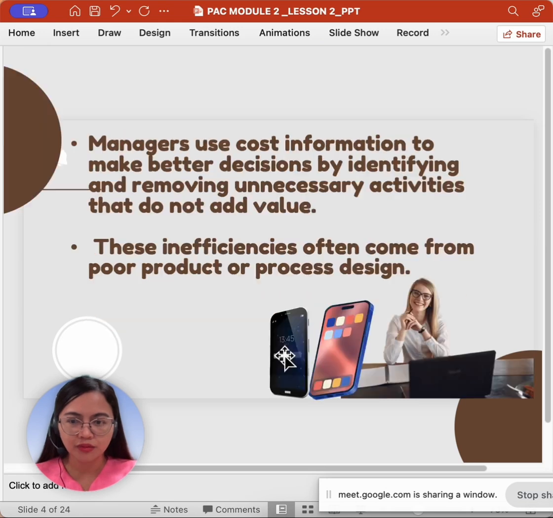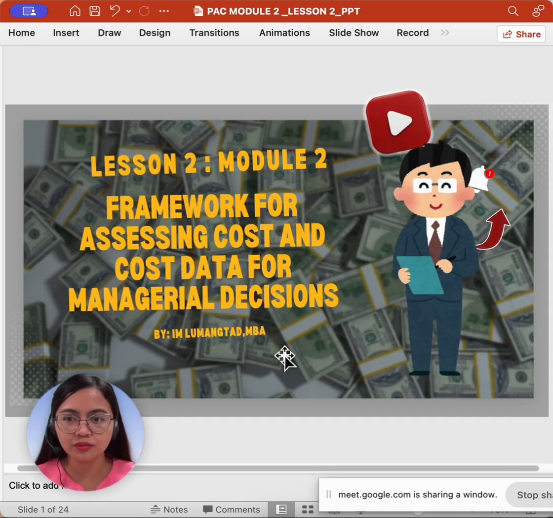Today, we will tackle lesson 2, module 2, framework for assessing cost and cost data for managerial decisions. By the way, this is intended for 1F, 1B, and 1A.